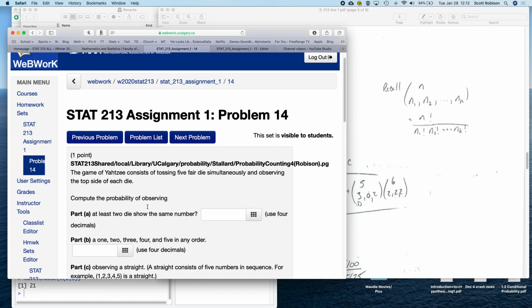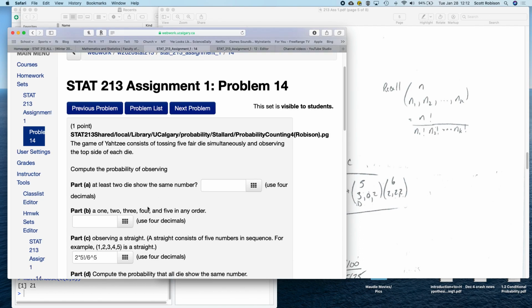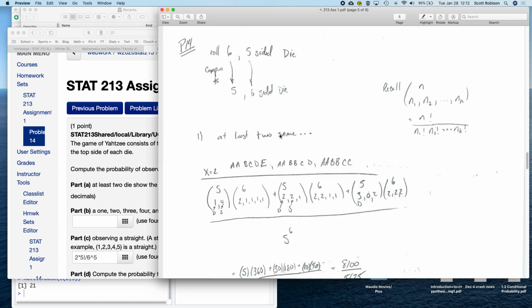On assignment 1, problem 14 is talking about rolling some dice. In this case, it's saying Yahtzee is when you roll 5 dice that have 6 sides, so the typical die, which has 6 faces. I'm going to do a problem that is similar.